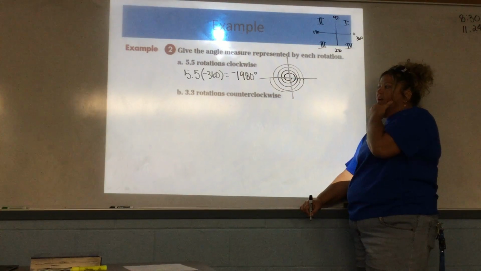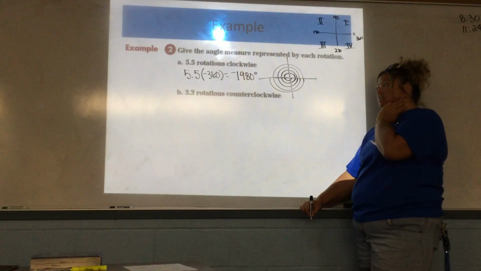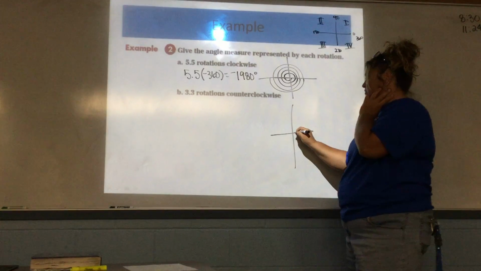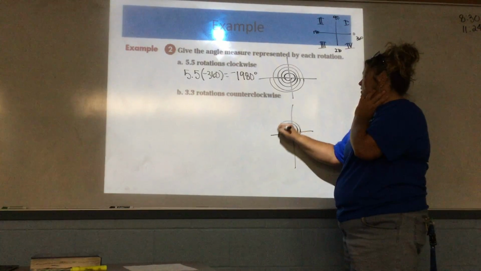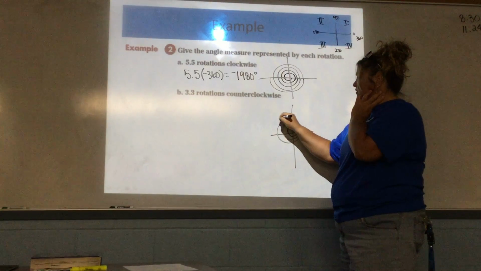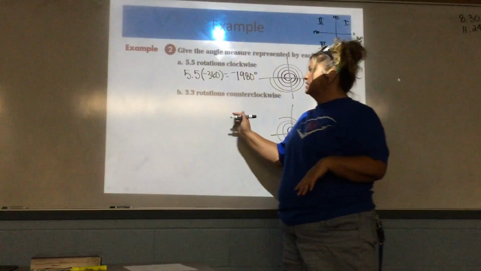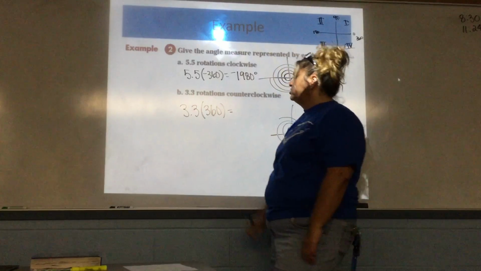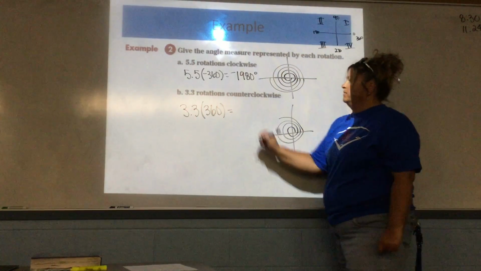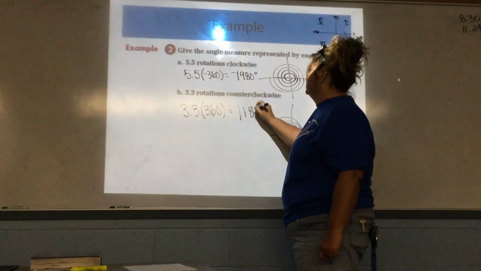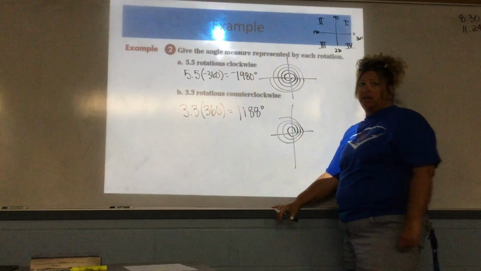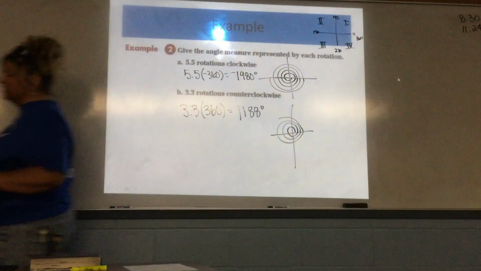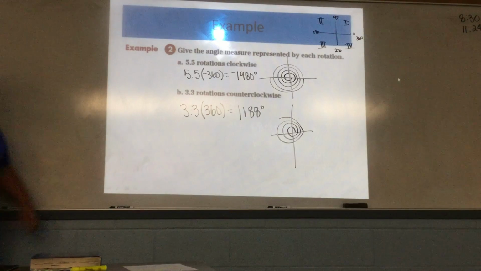All right, let's look at the next one. 3.3 rotations counterclockwise. So think about counterclockwise. We go positive. 1, 2, 3, and a third. It would be kind of around in there somewhere. So how would I get this one? Multiply 360 by 3.3. What'd you guys get? 1,188. Okay, good. So far, so good? So a rotation is just a full circle. All right, go ahead and hit enter.